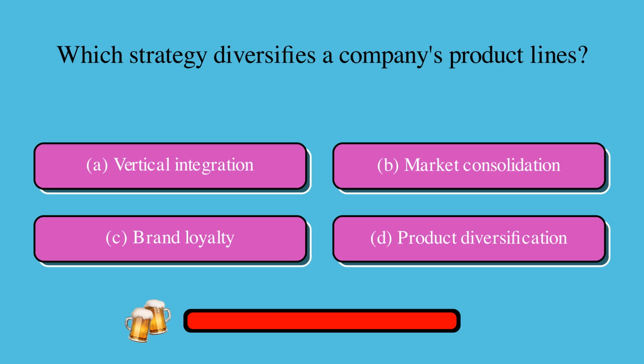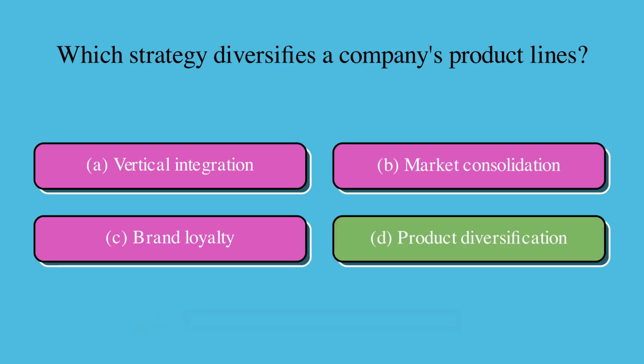Which strategy diversifies a company's product lines? Is it A, vertical integration, B, market consolidation, C, brand loyalty, or D, product diversification? The correct answer is D, product diversification.